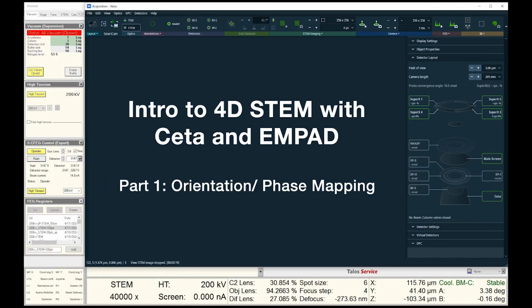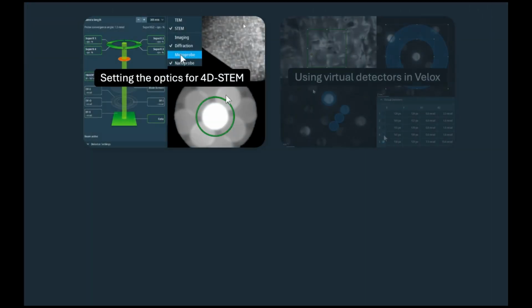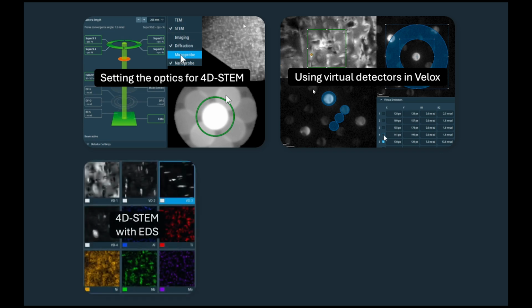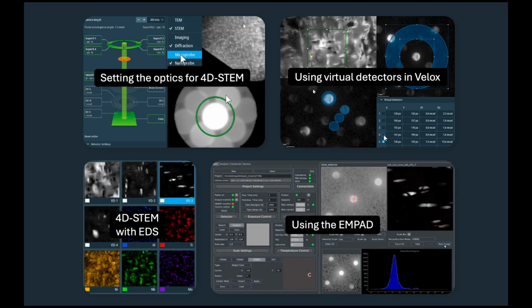Hello and welcome to this introductory tutorial on 4D-STEM with the Ceta camera and the Electron Microscope pixel array detector, aka the EMPAD. In this first section on phase mapping, we'll be covering how to go about setting the optics for 4D-STEM, how to use virtual detectors with the Ceta camera and Velox, how to acquire 4D-STEM datasets simultaneously with EDS, and then we'll take it to the next level with the EMPAD, where I'll cover the user interface and how to acquire high-quality datasets with extremely high dynamic range at more than 1,000 frames per second.